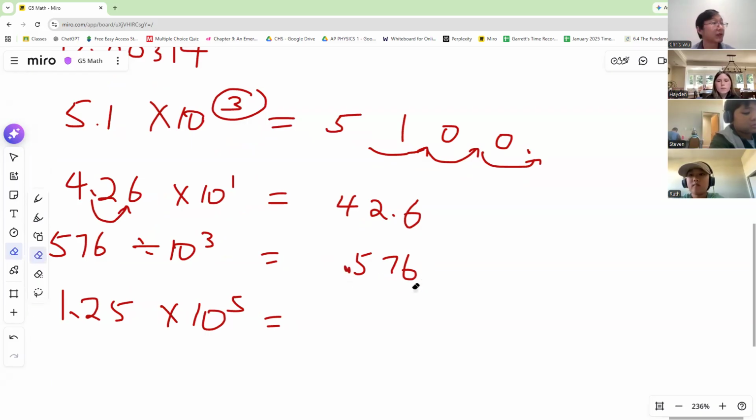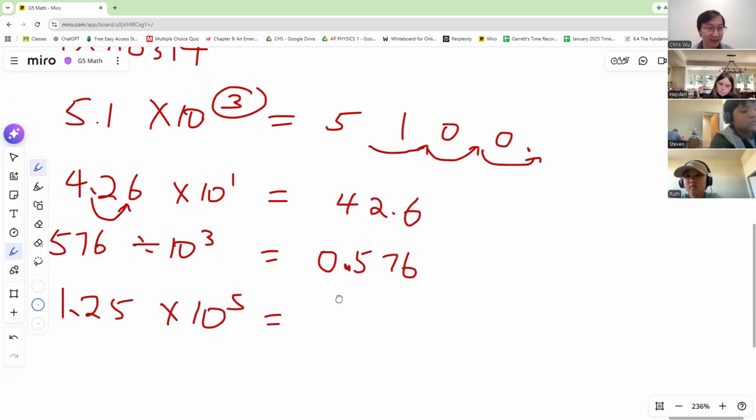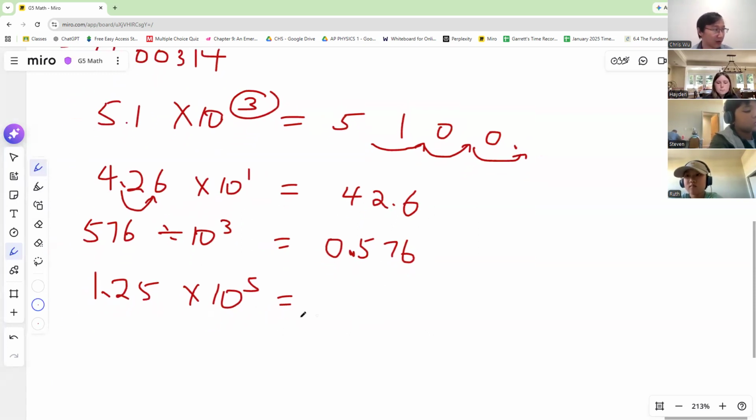So if I just move the decimal over here, it should look like that, right? And oftentimes we put a zero in front to make it look nice. Okay. All right, cool. Number 4.